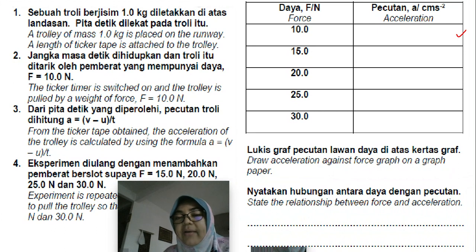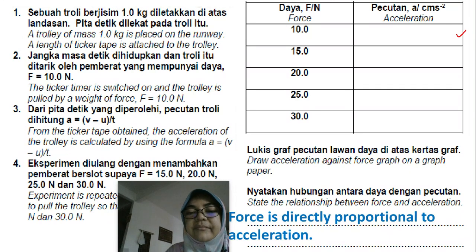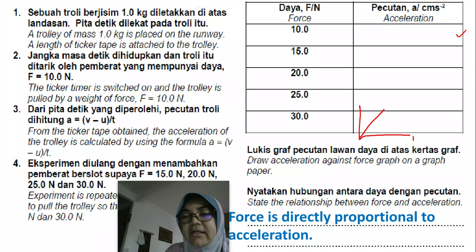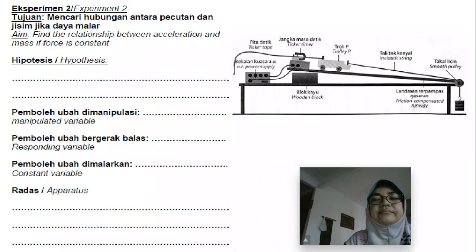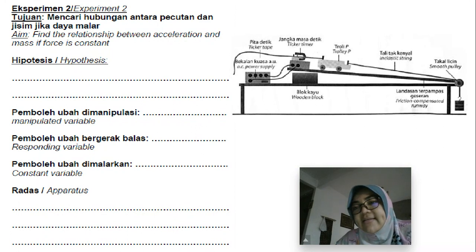Okay, so after we've done the experiment, we draw the graph, and the relationship should be that force is directly proportional to acceleration. We should get a straight line graph. Here is force, here is acceleration. Okay, as for this one, it is the relationship between acceleration and mass.